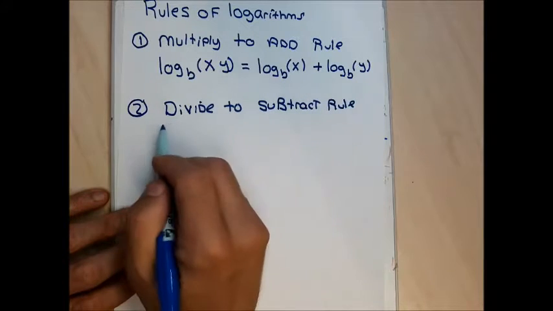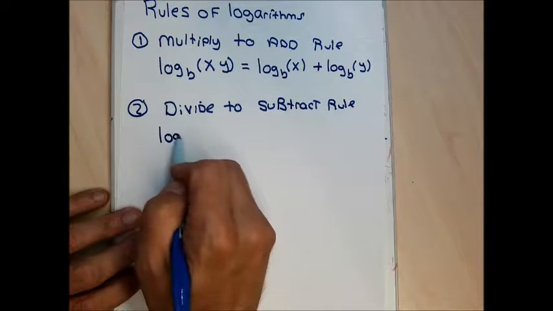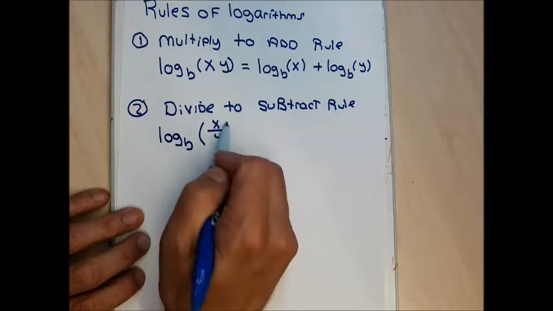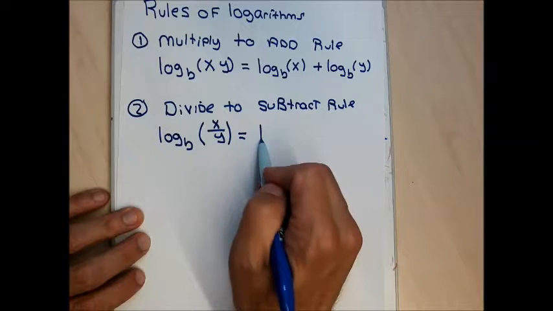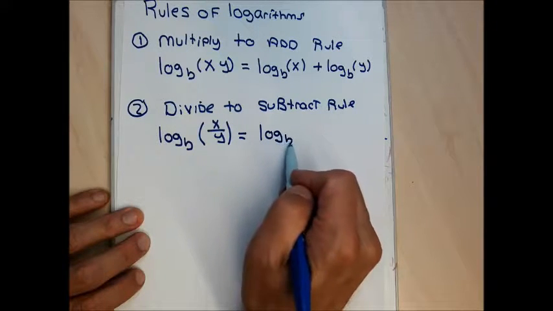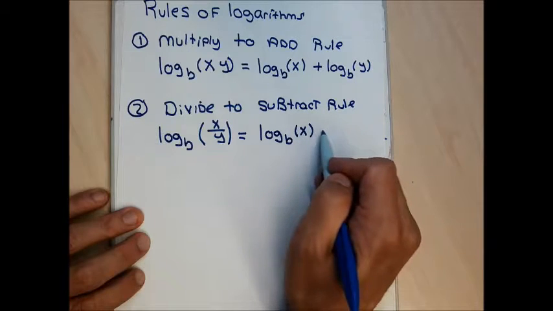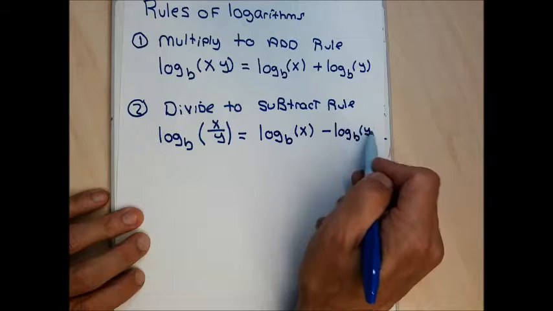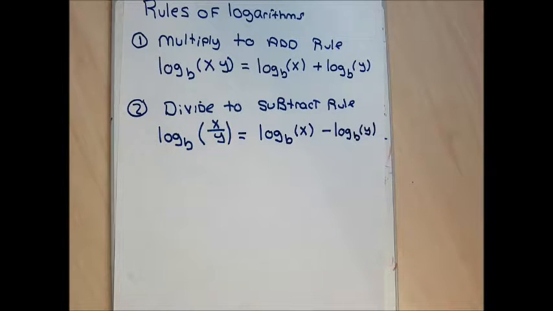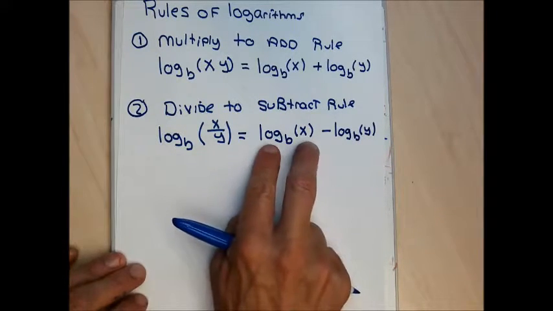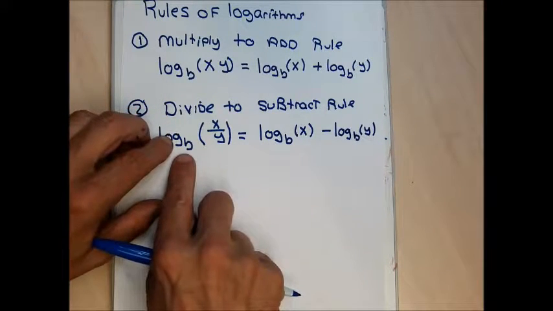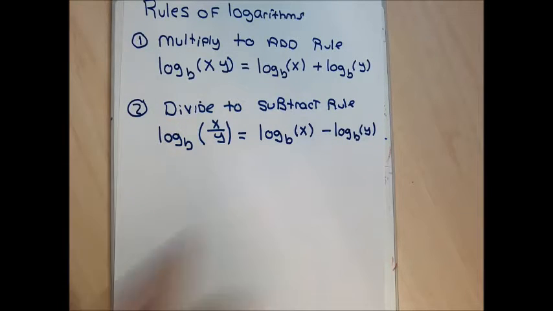And the divide to subtract rule says that if you have a single logarithm that has a fraction or a division, you could expand that logarithm into 2 logarithms. You make a logarithm of the numerator followed by the logarithm of the denominator, with the base that the problem has, separated by a minus sign. Let me show you an example of this real quickly.